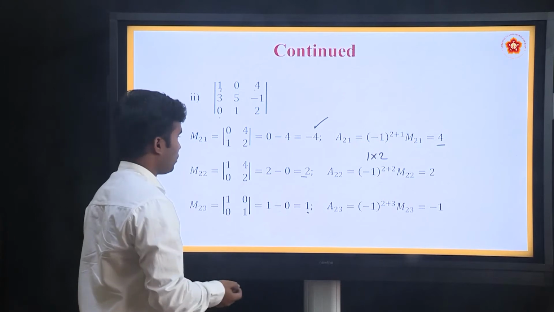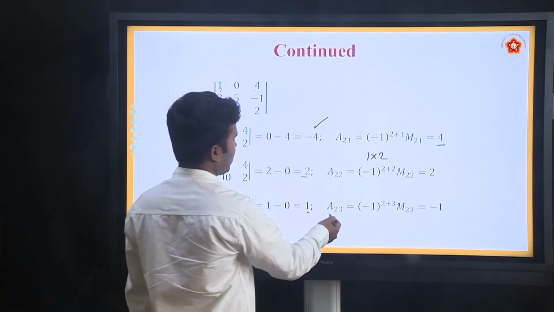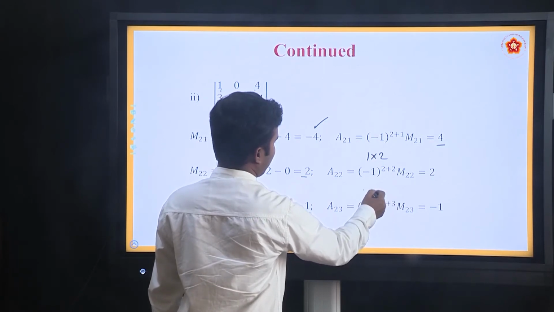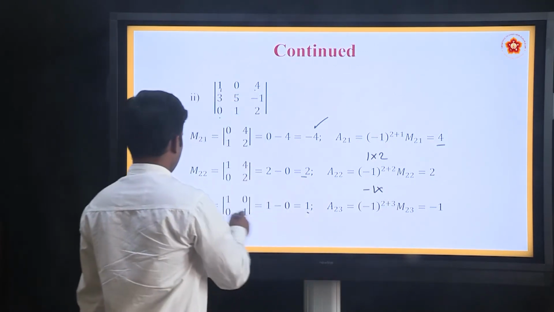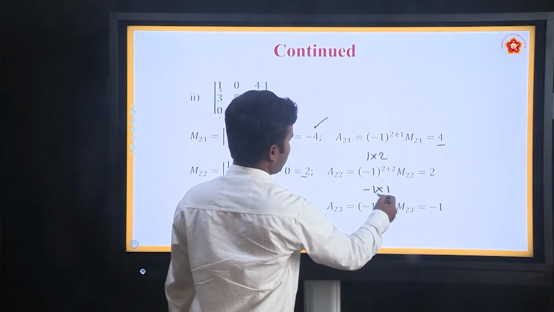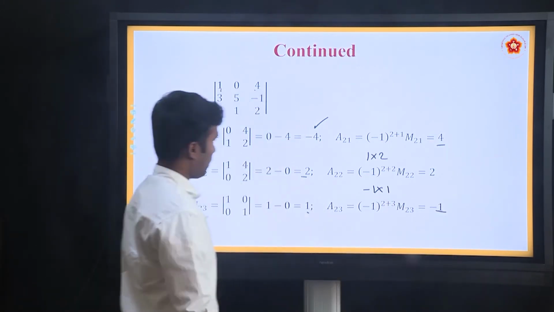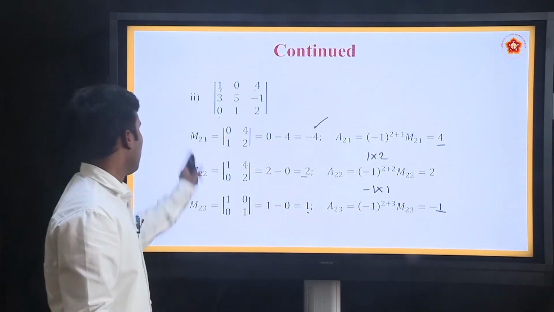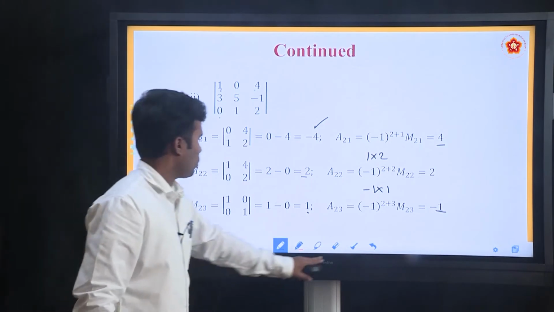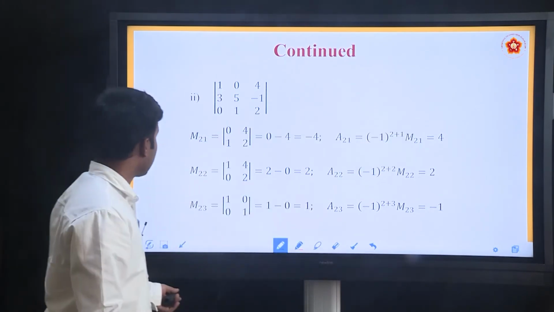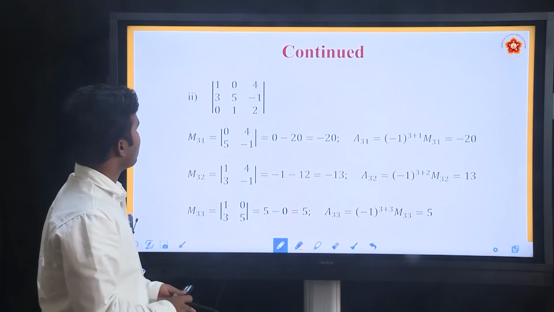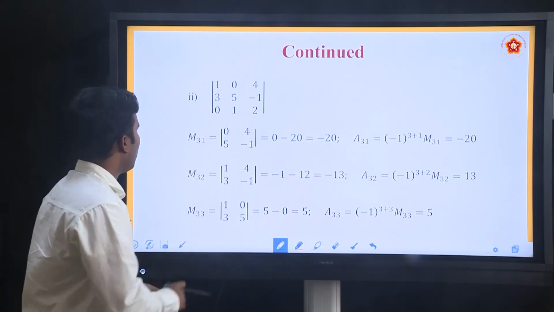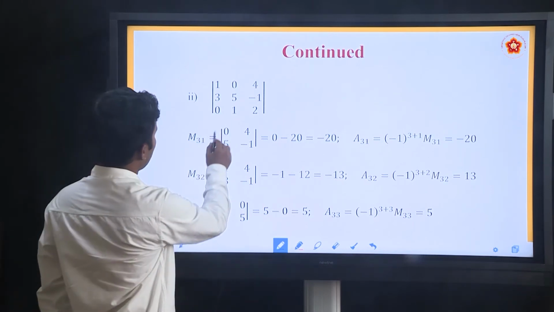The minor of element a23 is 1, and the corresponding cofactor A23 is equal to minus 1 to the power 2 plus 3, which is minus 1 into M23, and M23 is 1. So minus 1 into 1 is minus 1. So these are the minors and these are the cofactors for row 2. Next, similarly we can find the minors and cofactors of the elements 0, 1, 2. How are we going to find them here?